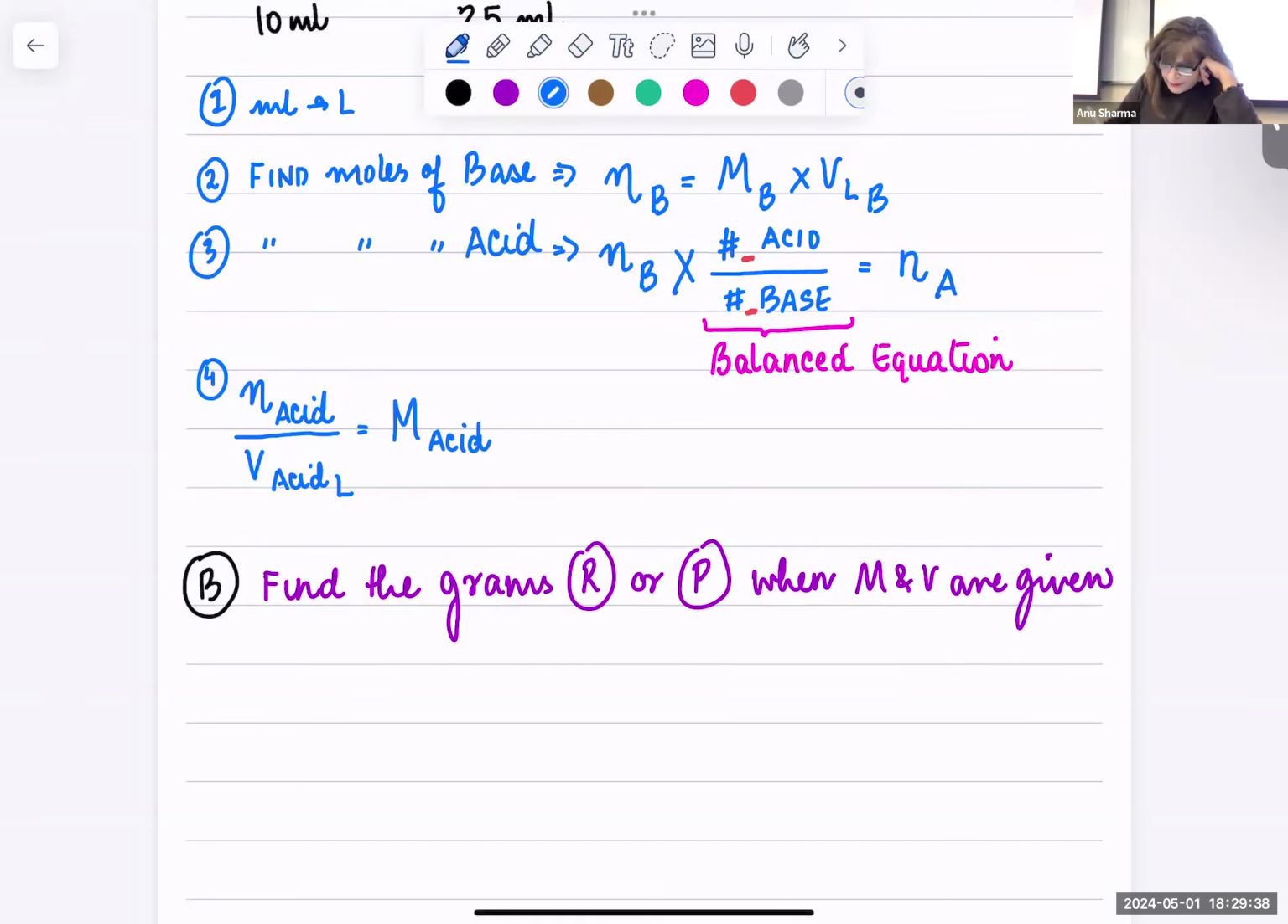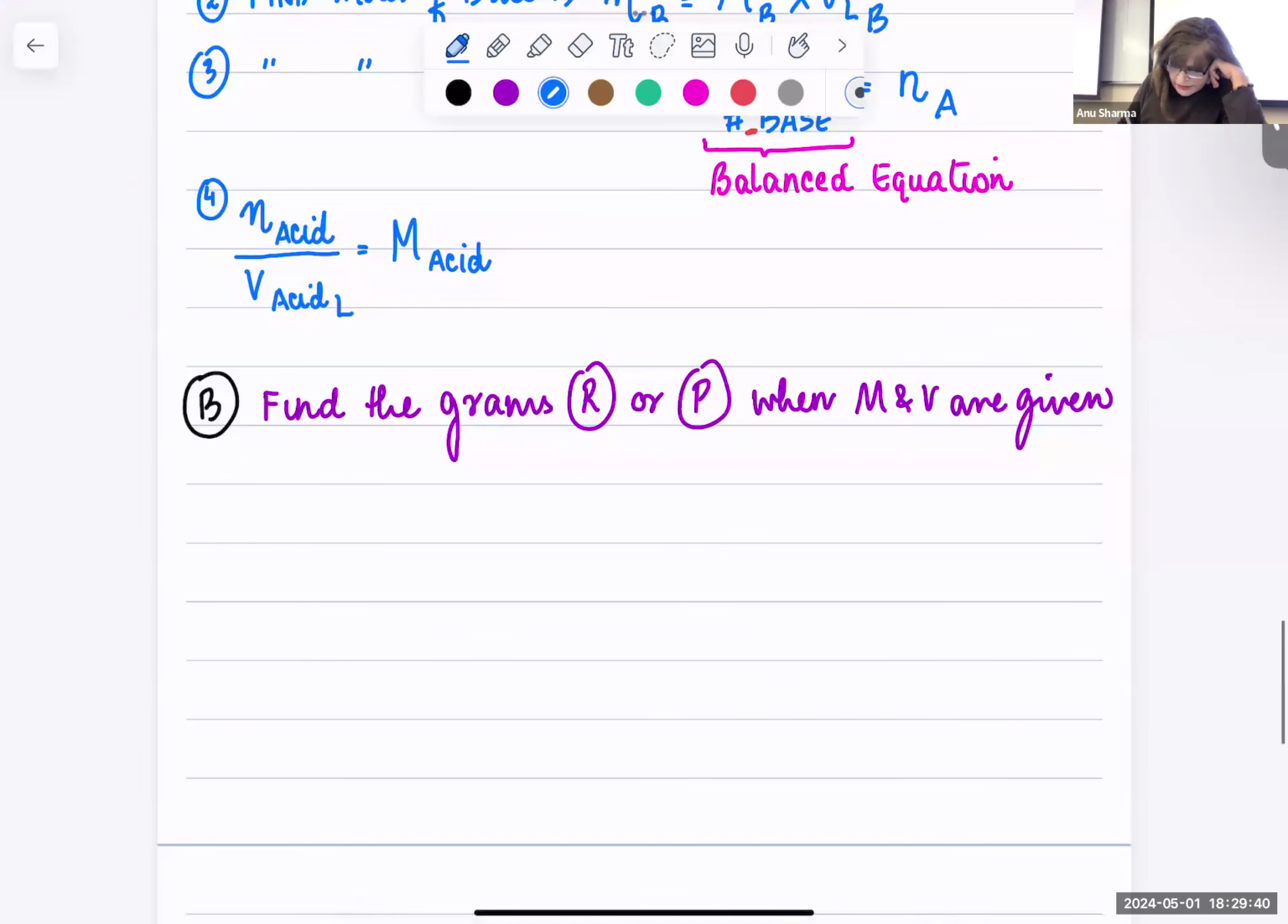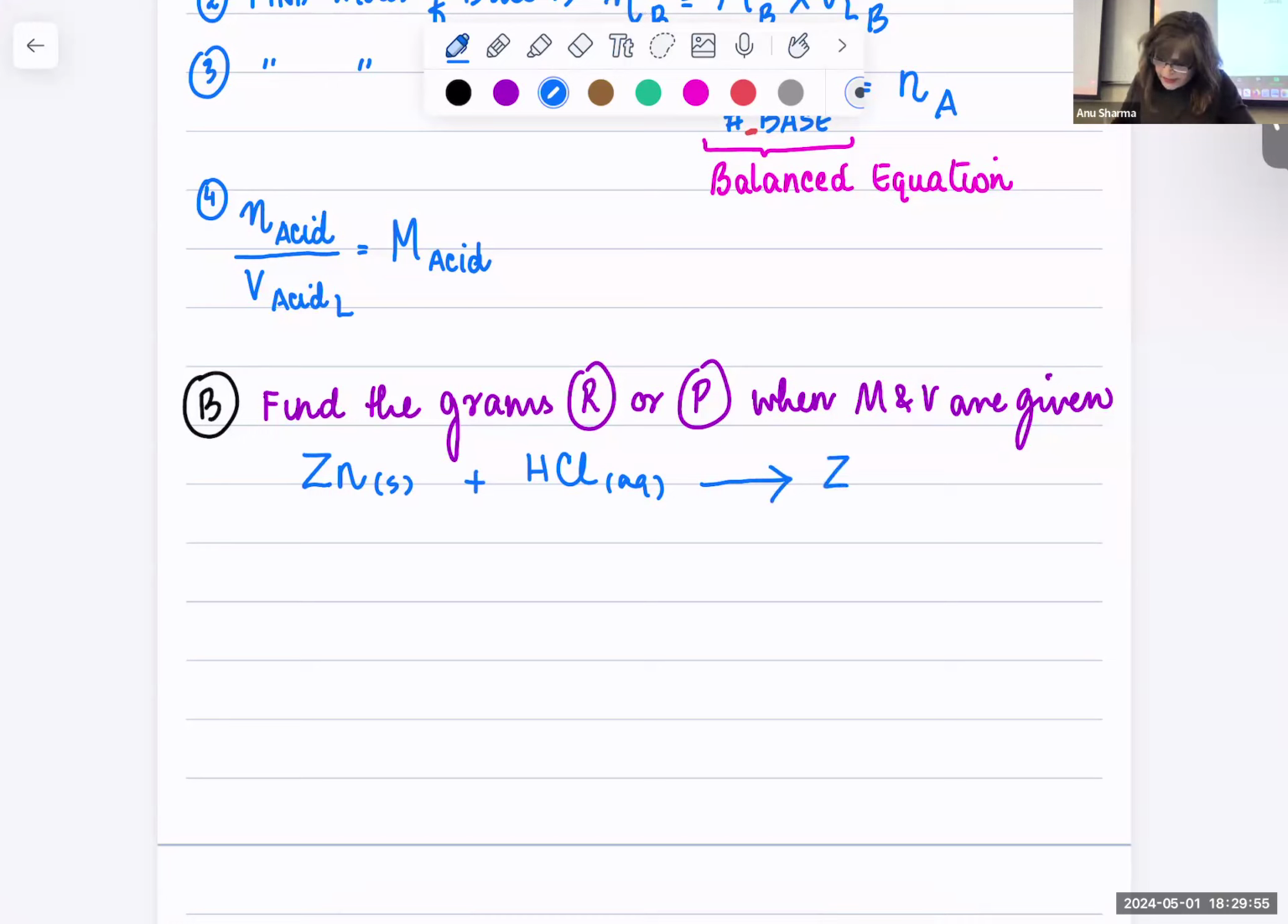Let's say, for example, you are given zinc as a solid reacting with HCl, aqueous. This gives you ZnCl2 aqueous plus hydrogen as a gas. Here we will balance it out, and this becomes 2 here.